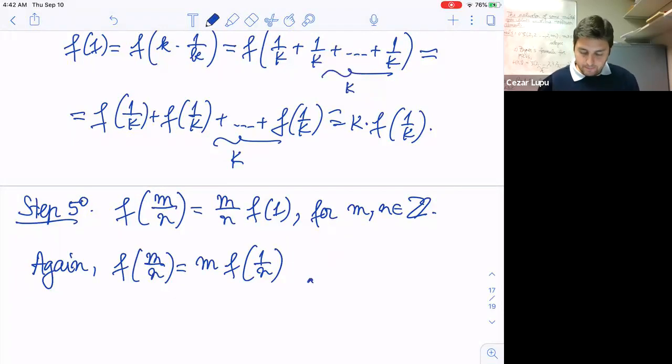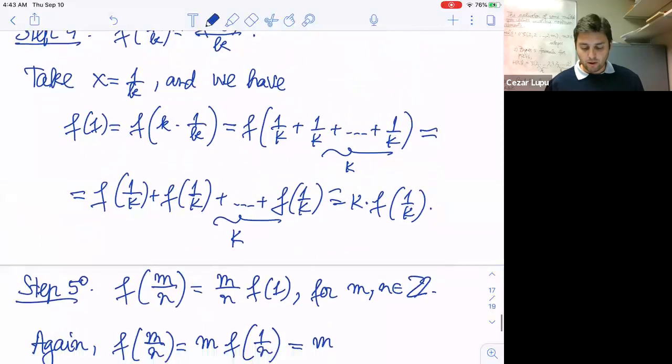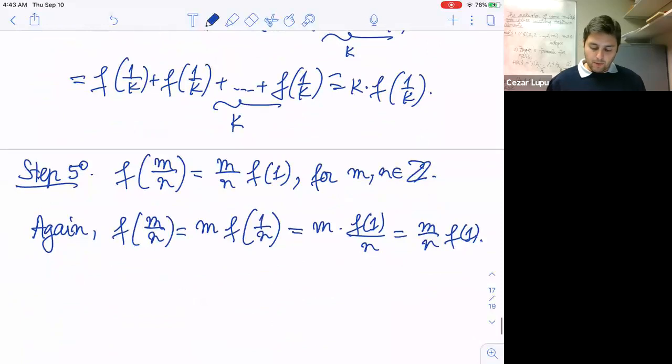we will have, instead of 1 over k, 1 over n, m times. So that's what we have. So this is easy to see. But we know that this guy is m times f of 1 over n from the previous step. We know that f of 1 over n is 1 over n times f of 1. So this is m over n times f of 1. Okay.